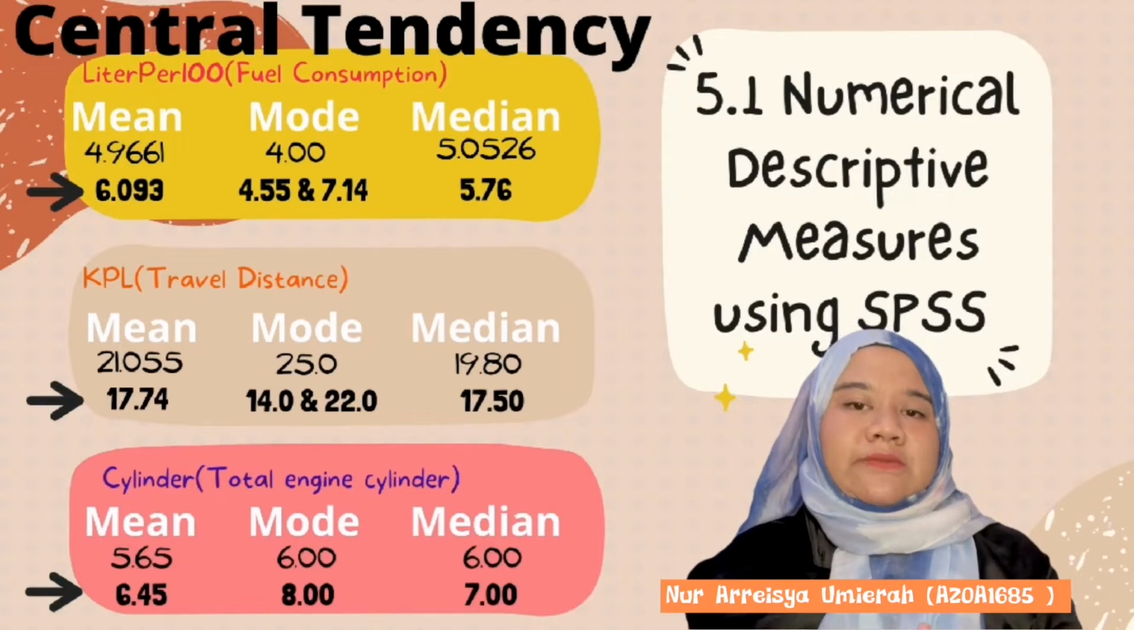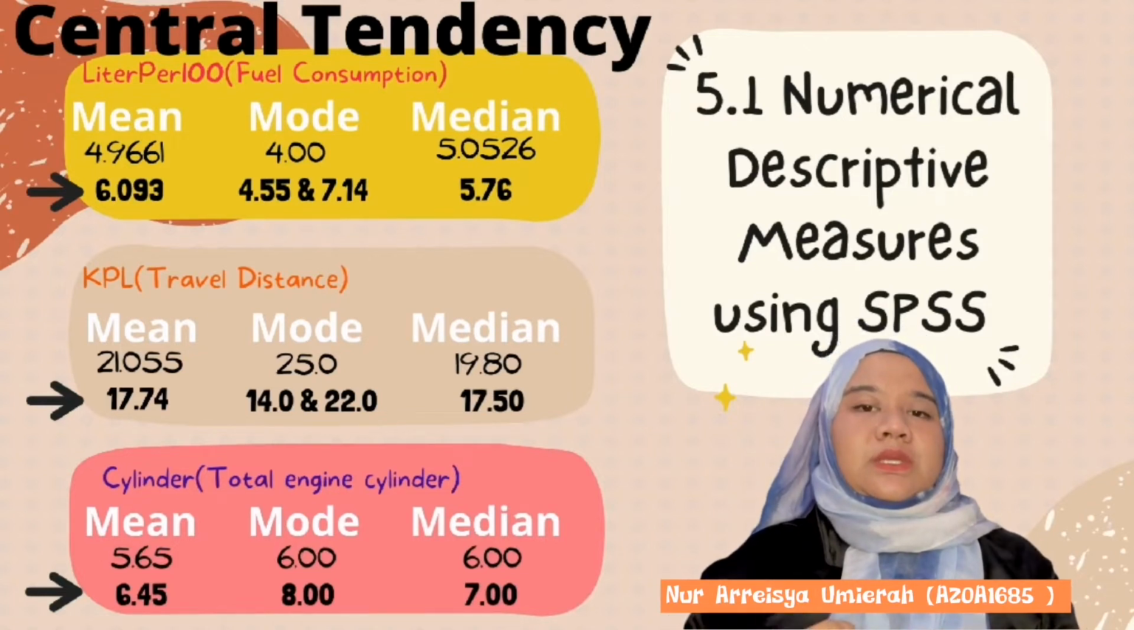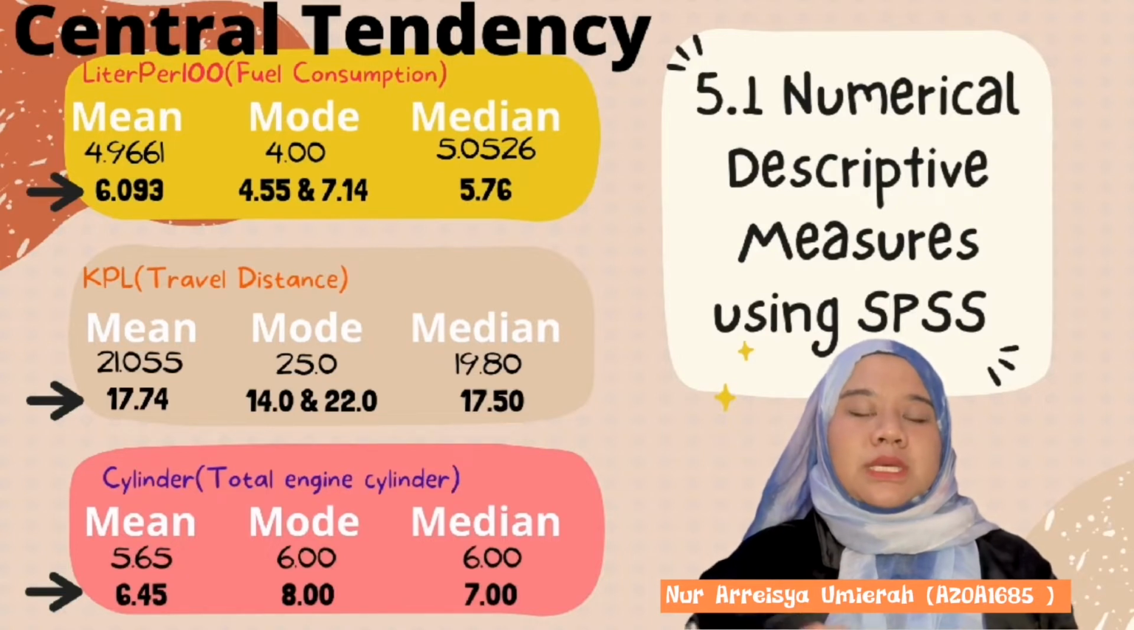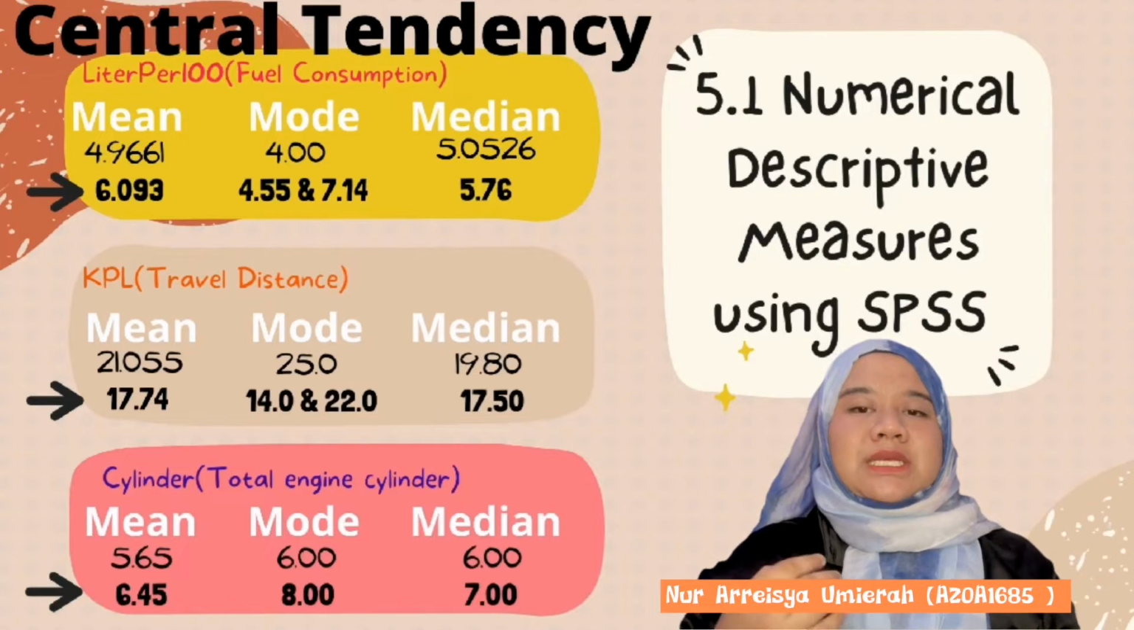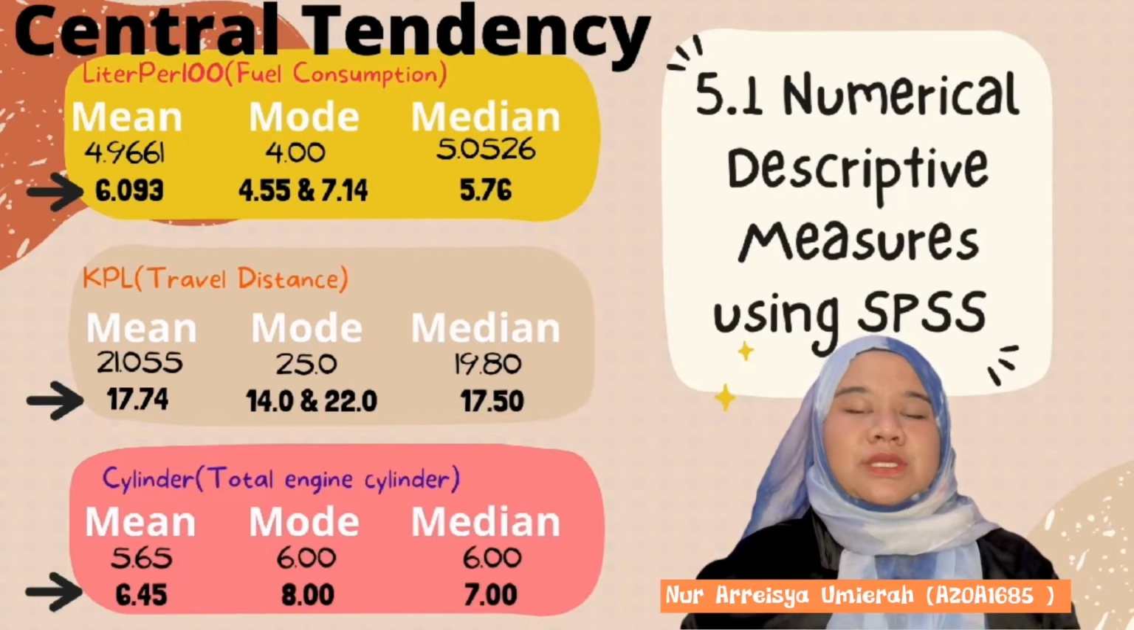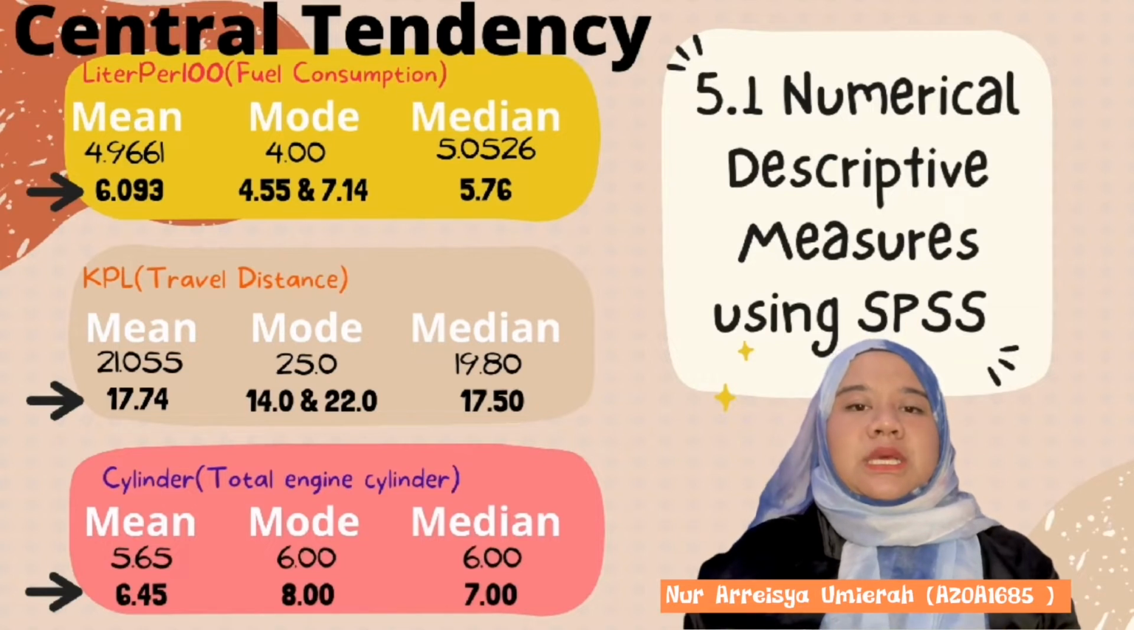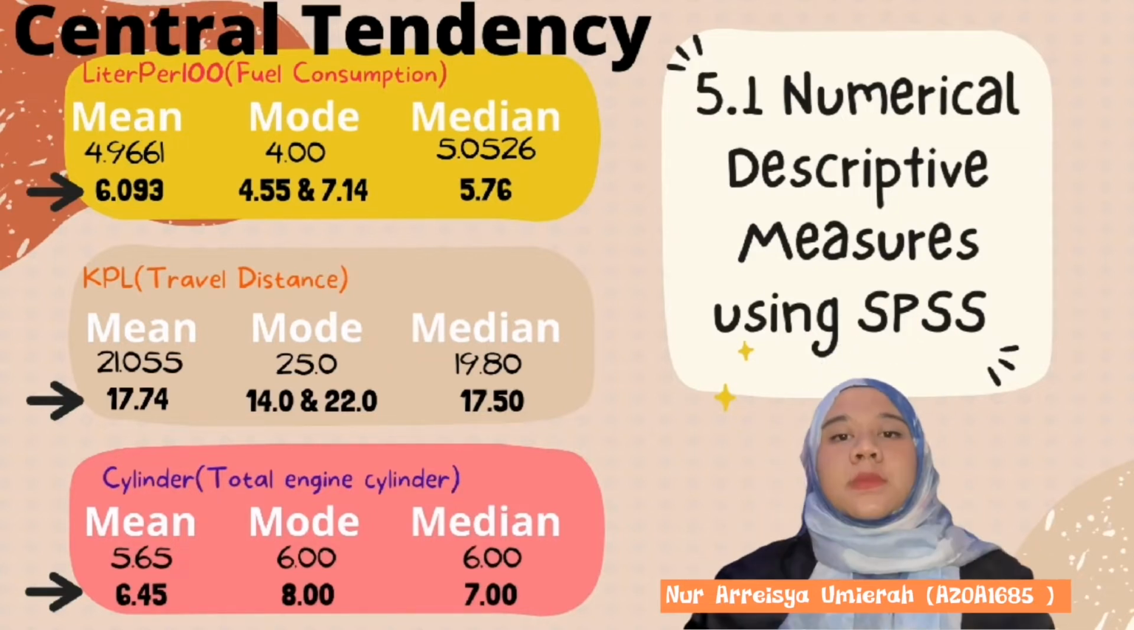The median travel distance according to SPSS is 19.800 miles, while it is 17.5 miles according to data 3.1. Next, the cylinders median from SPSS is 6, whereas data 3.1 is 7.